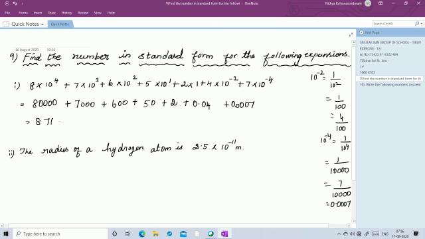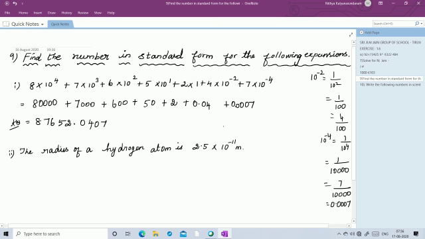Then you can write it in standard form. 8, 7, 6, 5, 2, point. There is no 10th place, so 0. The 100 place is 4. Then there is no 1000 place, so 0. Then the 10,000 place is 7. So the answer is 87,652.0407.